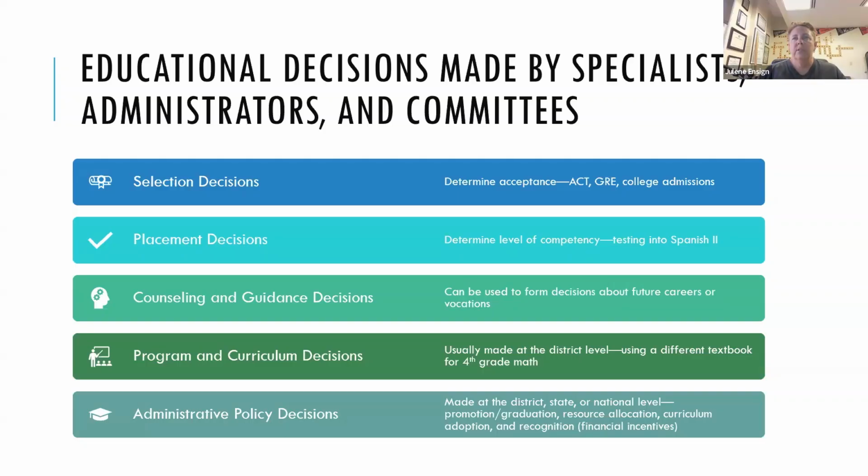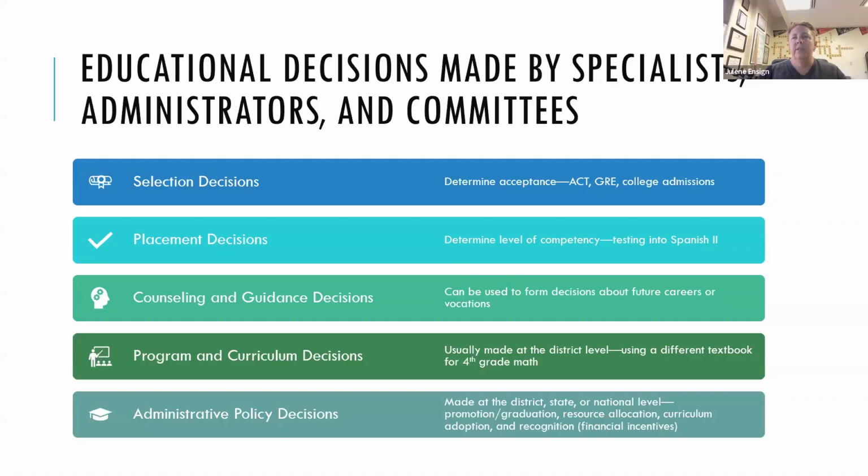Program and curriculum decisions. Usually these are made at the district level. I gave you an example here. If your district decides that they're going to change the math textbook, it will be vetted for a period of time where parents can come and look at it. They can have some input at a school board meeting, but usually there's a committee of people who will determine that we're going to move from this math book to that math book.